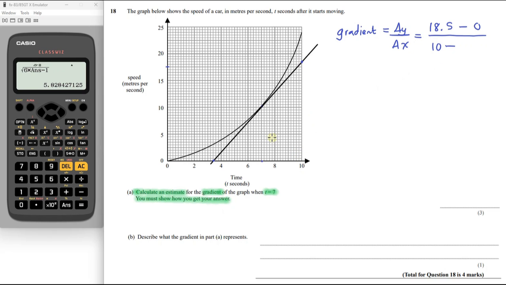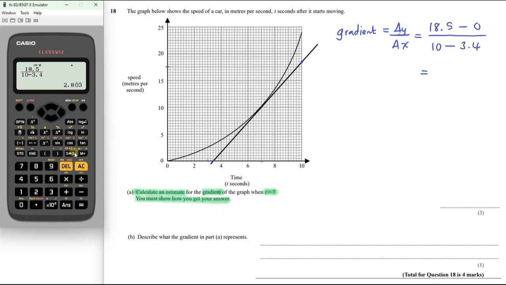So it's going to be 10 minus this point. So this is 3. Now it looks like each small square is 0.2. So that's going to be 3, 3.2, 3.4. So let's put this into our calculator. In the numerator, we've just got 18.5. And then in our denominator, we've got 10 minus 3.4.